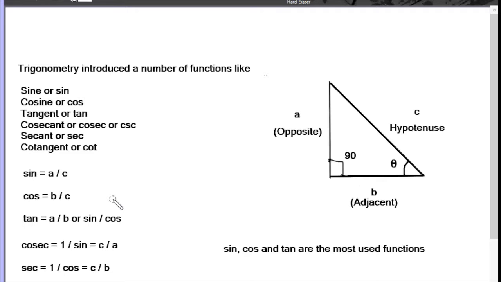Now you may notice that the bottom three are basically the flipped version of the top three, and we call this a reciprocal, if you didn't know that. It's a nice little term to know in case you want to please your teacher.